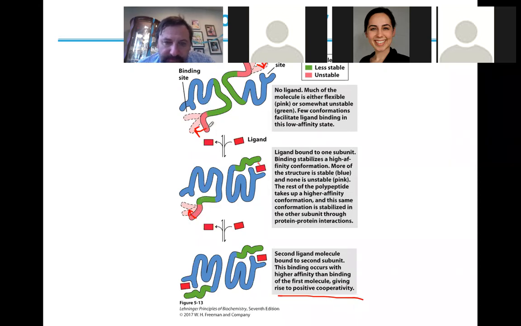You can see that this lid was actually wide open, right? And now it's partially closed. So now this binding site is much more likely to bind to the ligand than it was originally. And it has become possible because the first ligand has bound. Then the second ligand binds and this lid closes completely. So this is an example of positive cooperativity, right? When binding of one ligand facilitates the binding of the subsequent ligands.